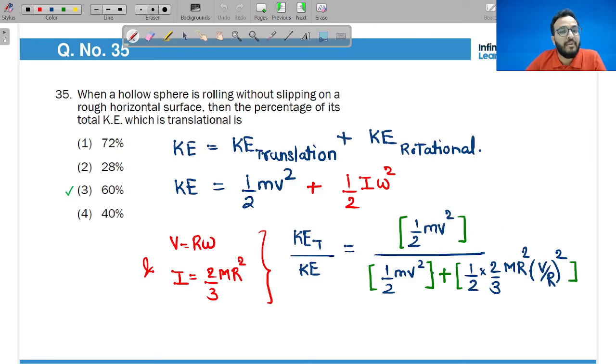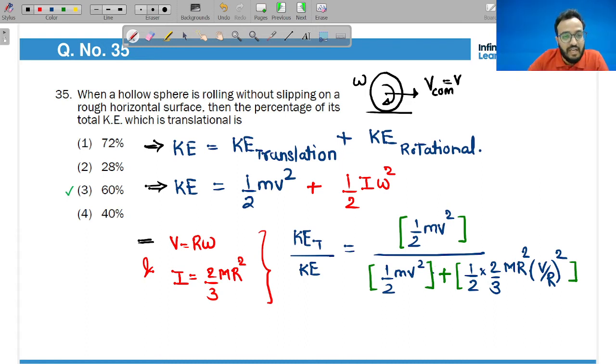Right. Question number 35. Now there's a hollow sphere. This is a hollow sphere. Now this hollow sphere is going forward with VCOM equals V, and it is rolling. So this is omega. And if it is rolling, then V equals R omega. Right. So first of all, what is the overall kinetic energy? Rotational plus translation. That is half mv square plus half I omega square. Now what is V? R omega. What is I? 2 by 3 mr square. It's a hollow sphere, right? If it would have been a solid sphere, 2 by 5 mr square.